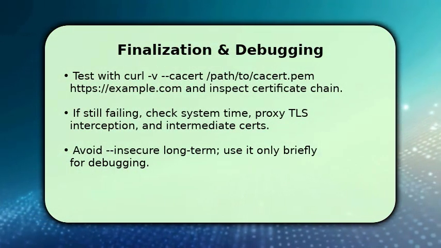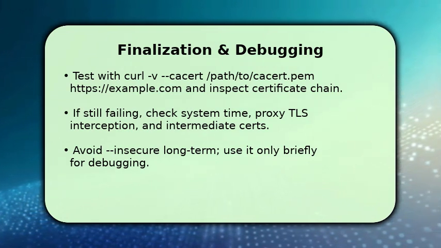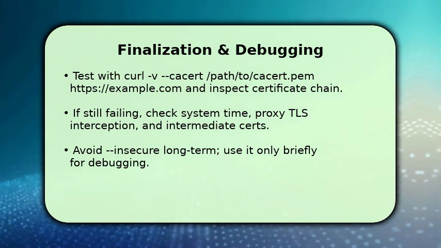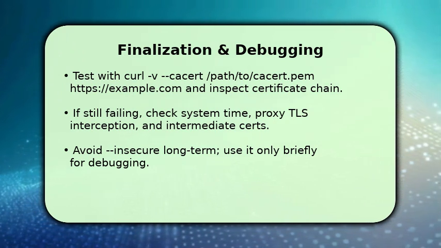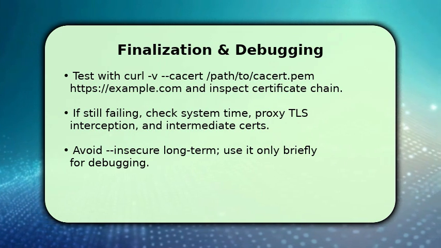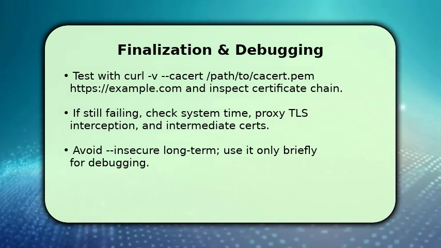Finally, validate the fix by running a verbose request and inspecting the certificate chain. Use curl -v --cacert /path/to/cacert.pem https://example.com and look for a verified OK. If issues persist, check system clock skew, corporate proxy doing TLS interception, or missing intermediate certificates on the server.